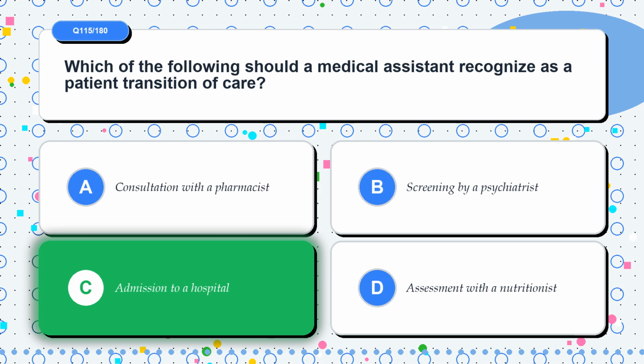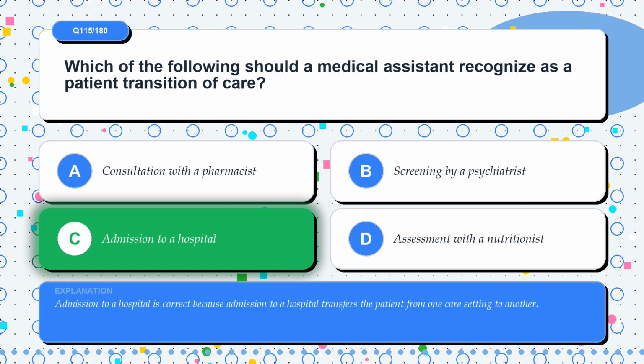The correct answer is option C. Admission to a hospital. Admission to a hospital is correct because admission to a hospital transfers the patient from one care setting to another.